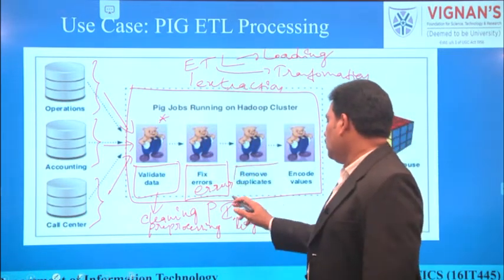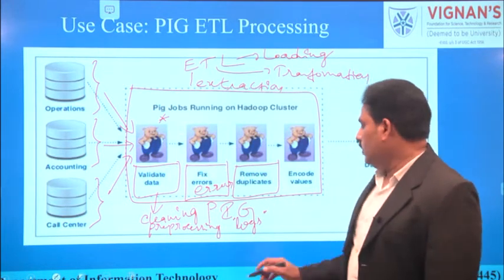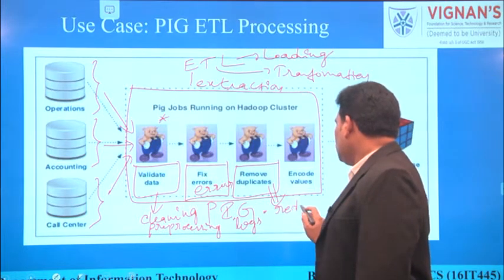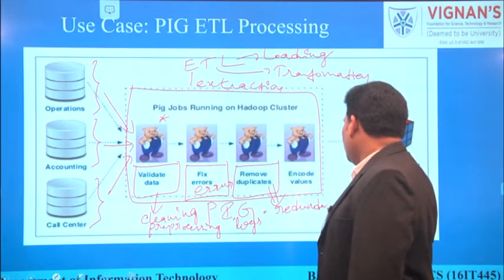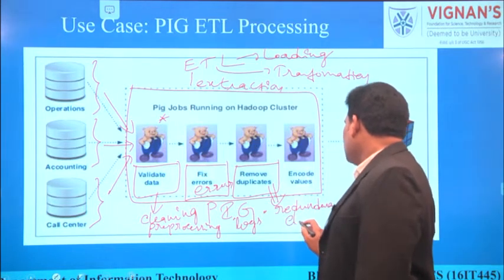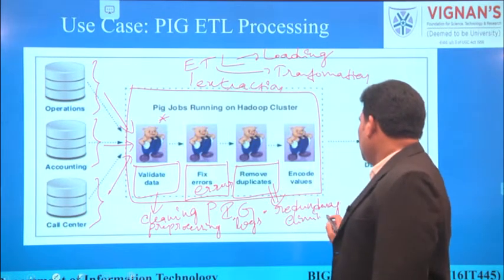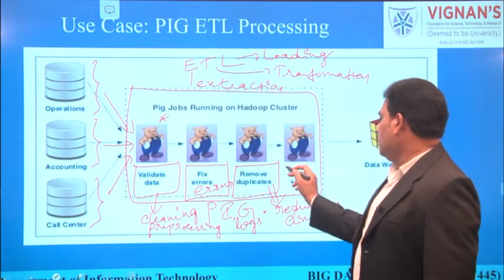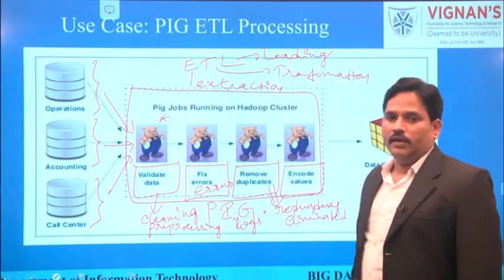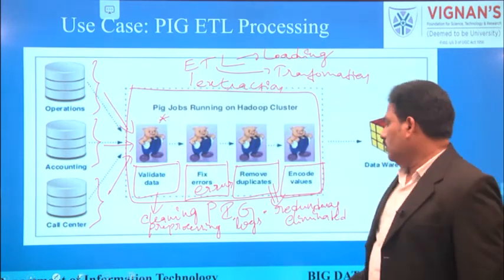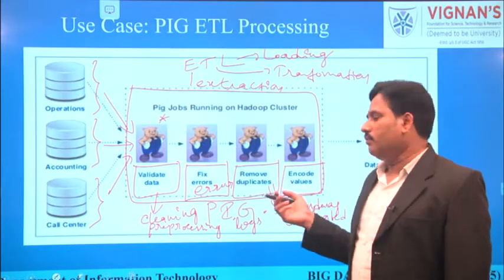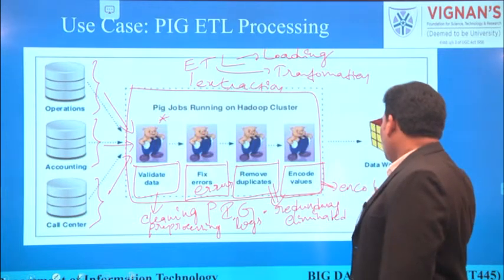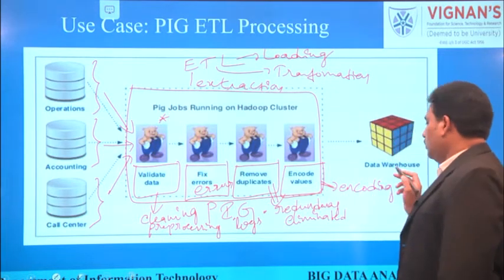Once data is available, the data duplication, that means redundancy, is going to be eliminated. That means duplicate data is eliminated in the third activity. And in the fourth activity, data encoding techniques are applied on the data in order to convert the data into the required format.